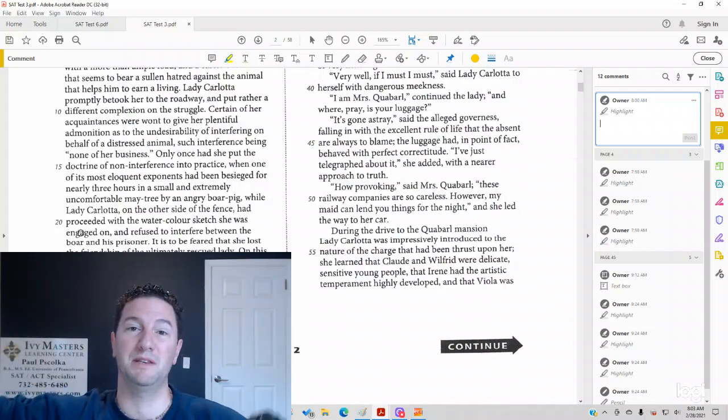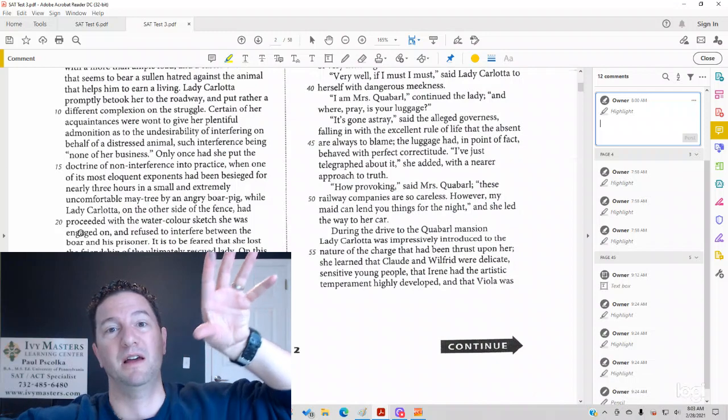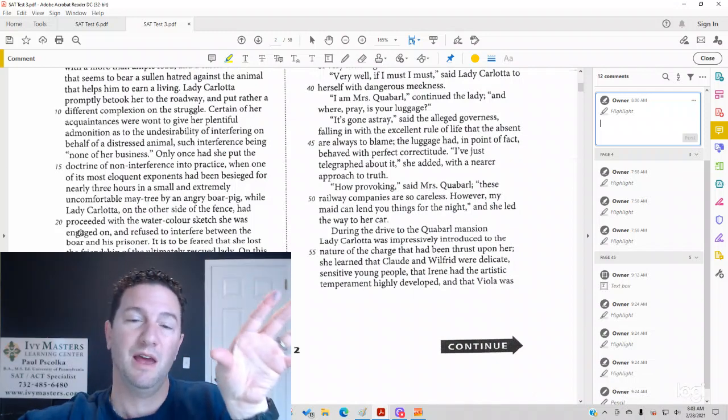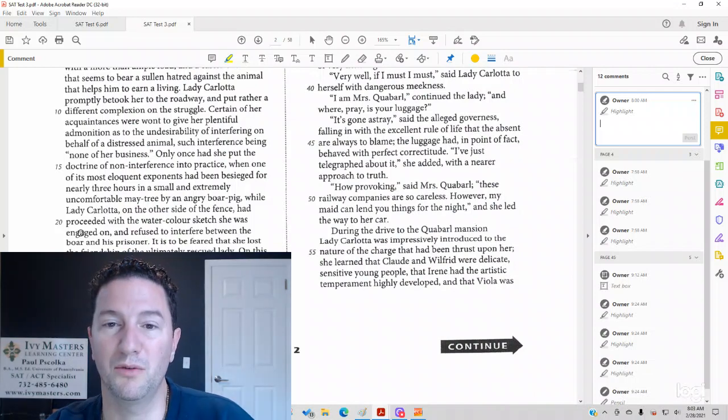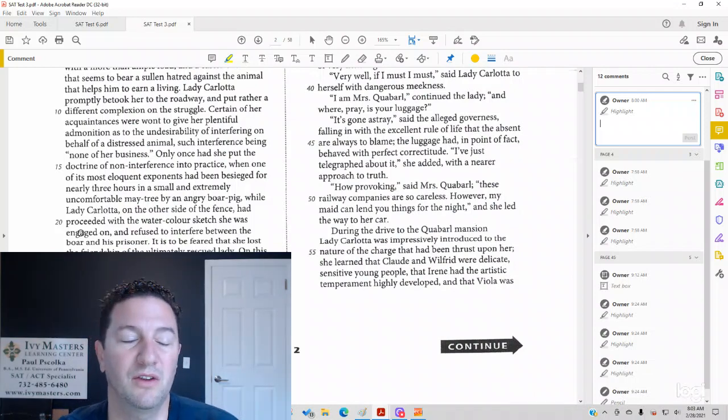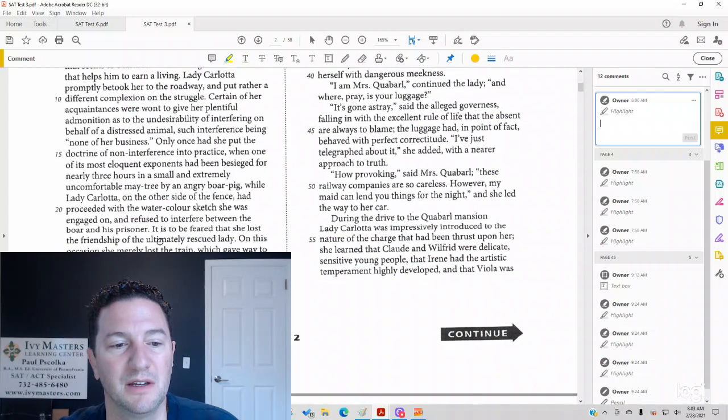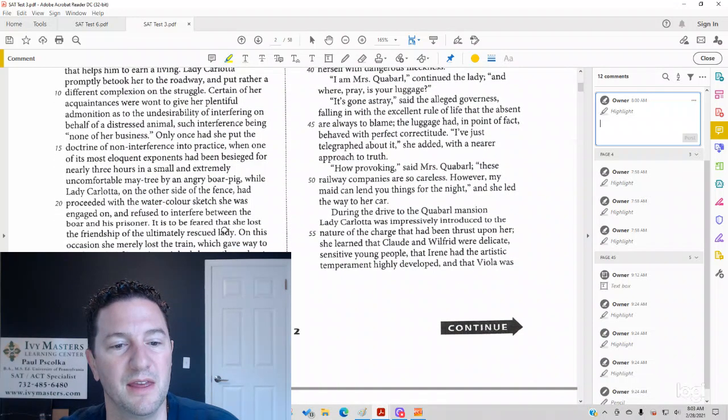That juxtaposition, placing side by side, a perfectly calm atmosphere with Lady Carlotta painting, and the woman losing her mind, scared to death because this boar had chased her up a tree. So Lady Carlotta refused to interfere between the boar and his prisoner. And then it's to be feared that she lost the friendship of the ultimately saved lady. And so on.